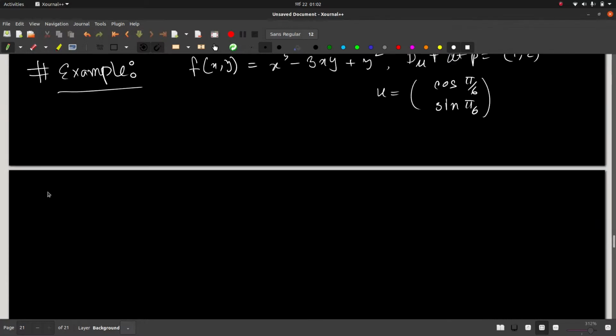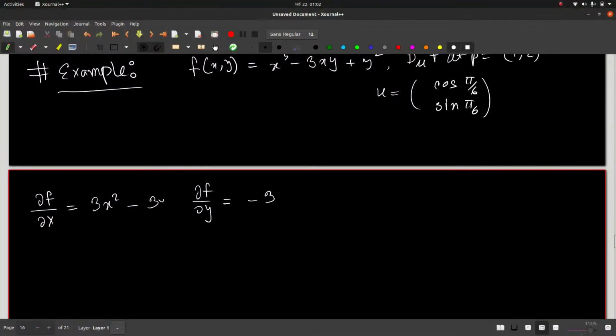So first things first, we want to compute the partial derivatives. When you are differentiating with respect to x, you treat everything that is not x as a constant, including the y's. So df of dx will be just 3x squared minus 3y. Oops, there should be a y over here. And df of dy would be minus 3x plus 2y, like this.